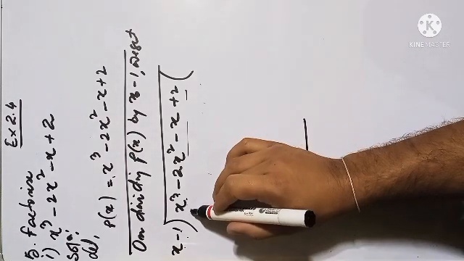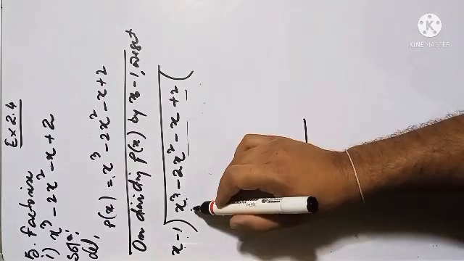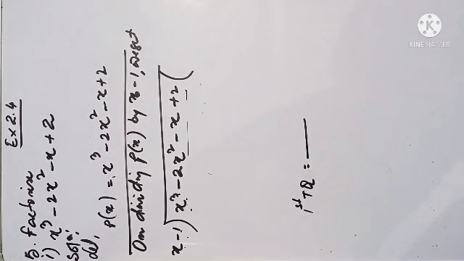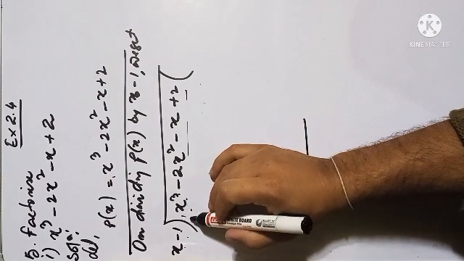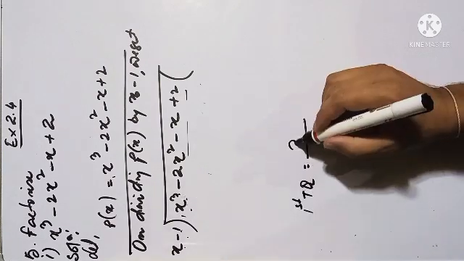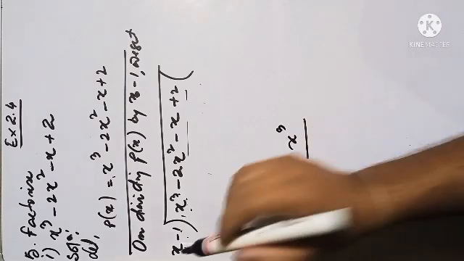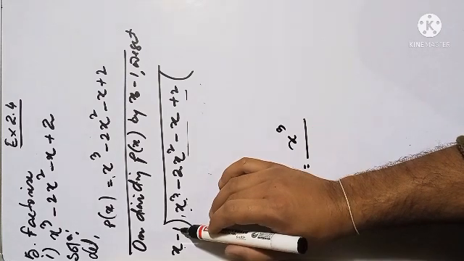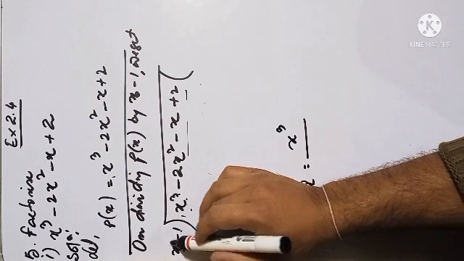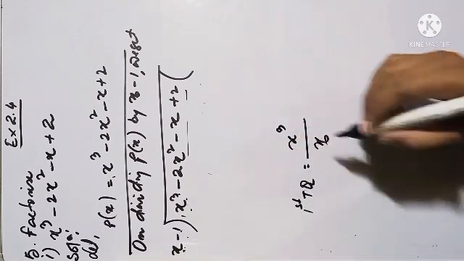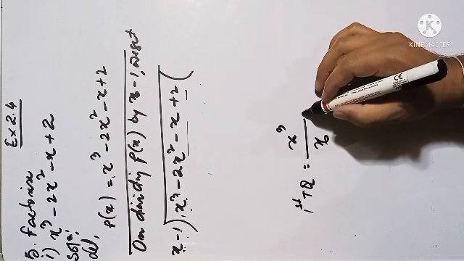Okay, so first you look at the dividend. In this dividend, in which term you find the biggest power of x? I find x cubed in the first term. So this first term you write here. And what about the divisor? In divisor, where do you find the biggest power of x? Of course, here in the first term. So x to the power 1, that means x. X cubed divided by x, you'll be getting how much?